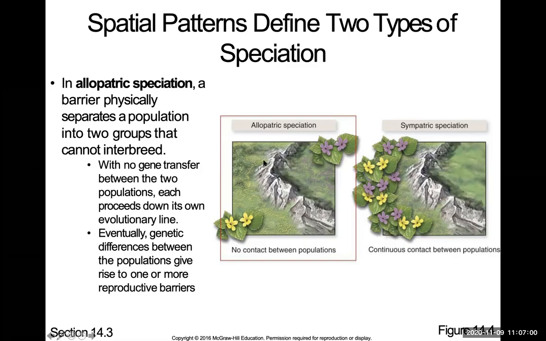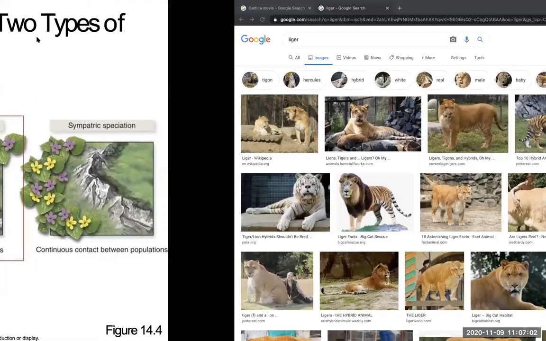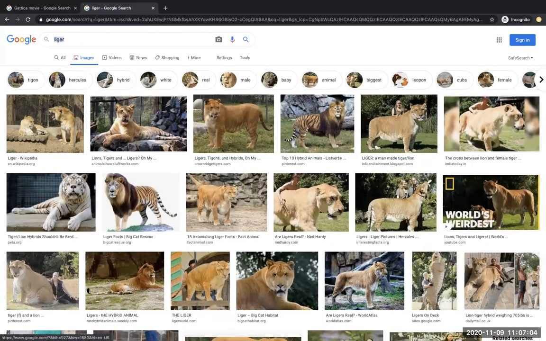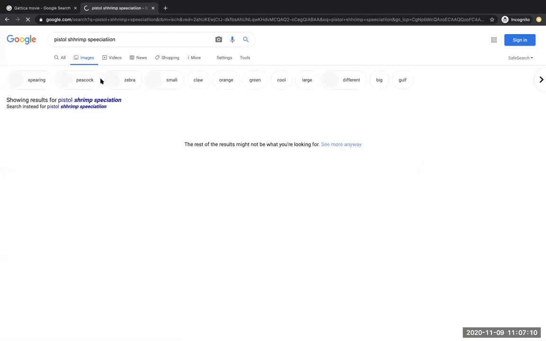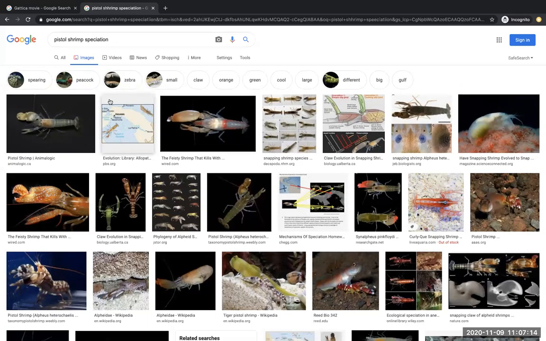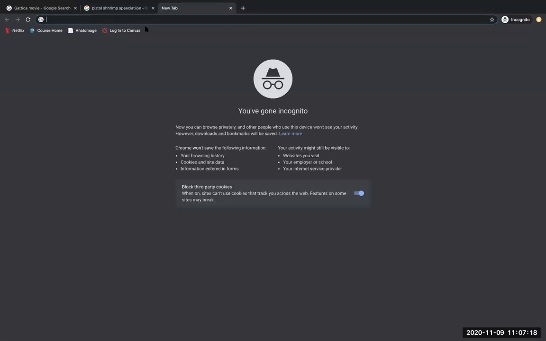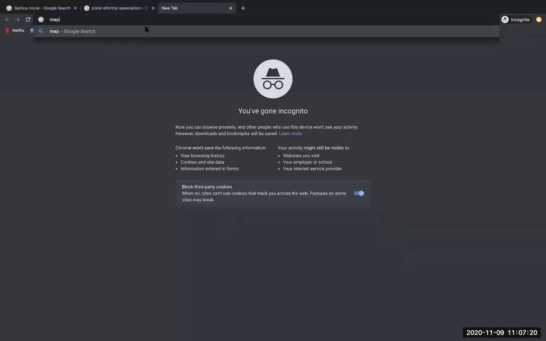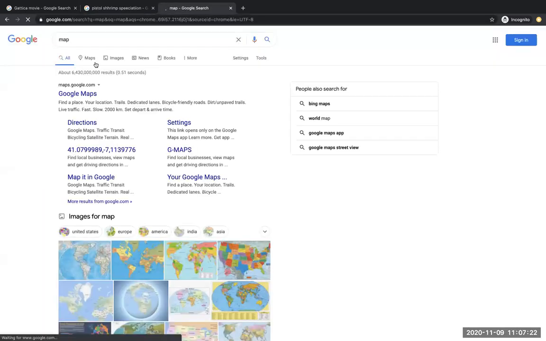But that's allopatric speciation. Have you guys heard about pistol shrimp? Pistol shrimp? Yes. Eldo, do you know where it's found? It's like really deep, right? They can send like a little pulse or bubble that can crack glass and stuff. Or I guess kill their prey.